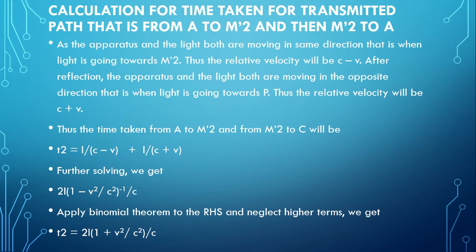Thus the time taken from A to M2 dash and from M2 dash back will be T2 equal to l by c minus v plus l by c plus v. Further solving, we get 2l into 1 minus v square by c square inverse, divided by c. Applying the binomial theorem to the RHS and neglecting higher terms, we get T2 equal to 2l into 1 plus v square by c square, divided by c.